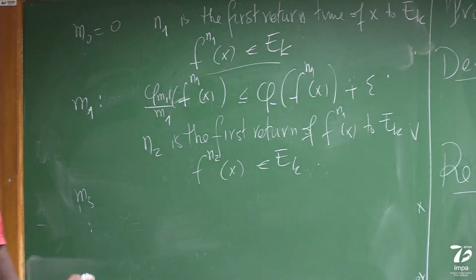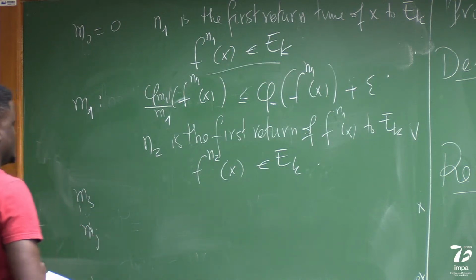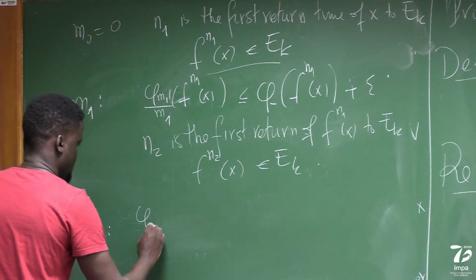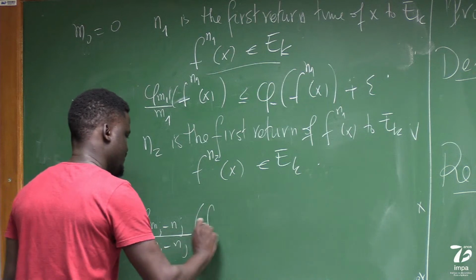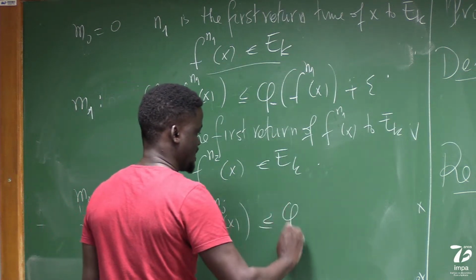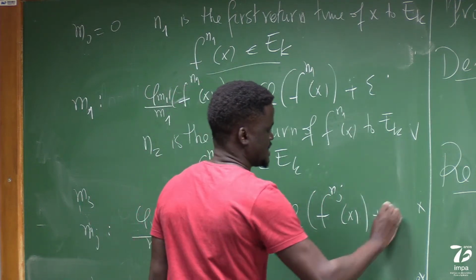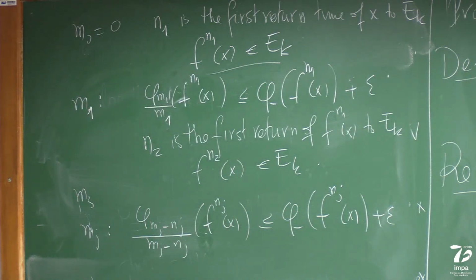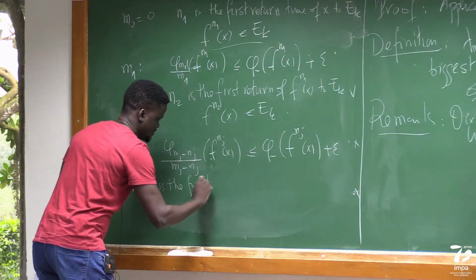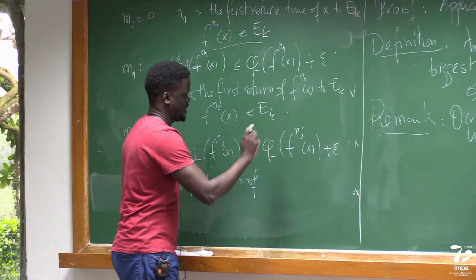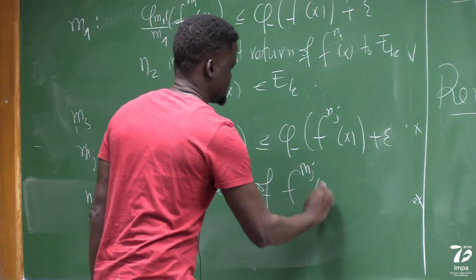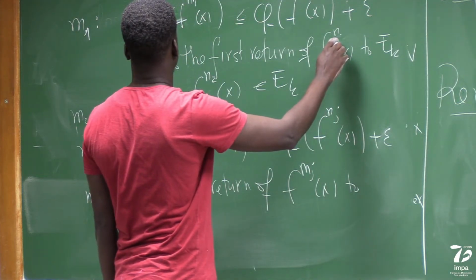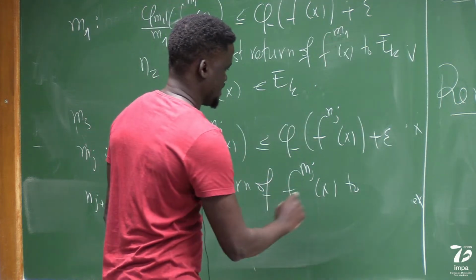So this is how it is defined: Mj is such that phi_{mj minus nj} over mj minus nj is less than or equal to phi minus at F^nj x plus epsilon, and n_{j+1} is the first return of F^mj x to E_k. Yeah, sorry, mj to E_k.